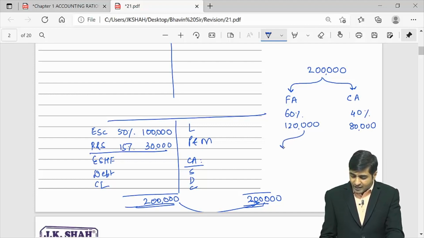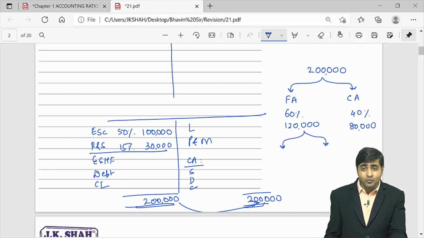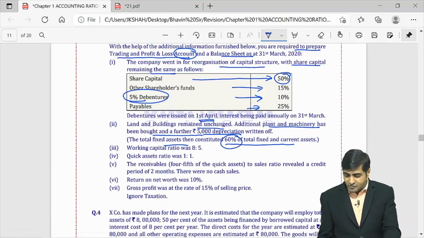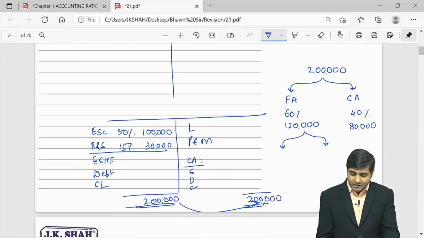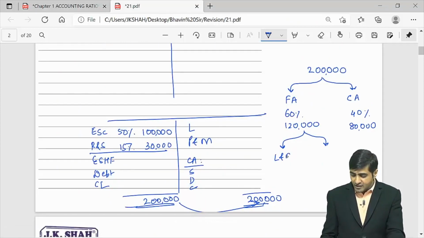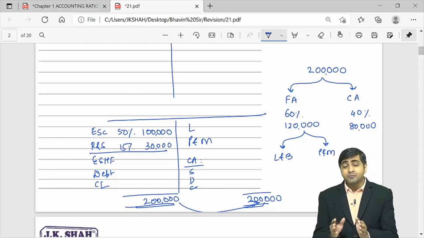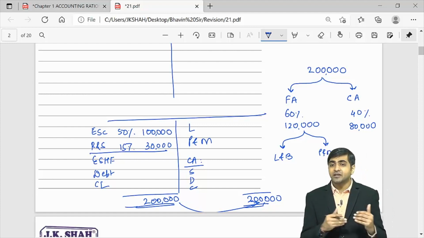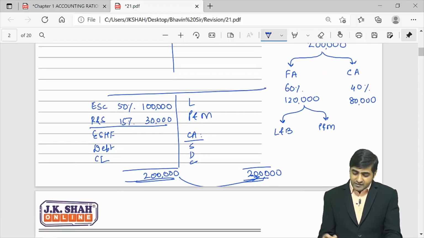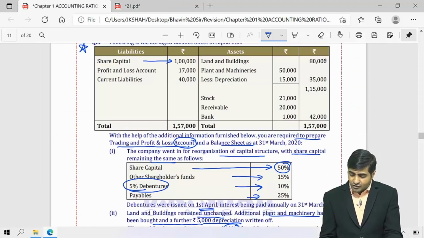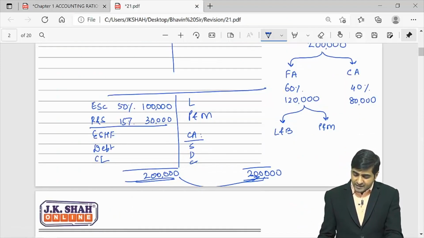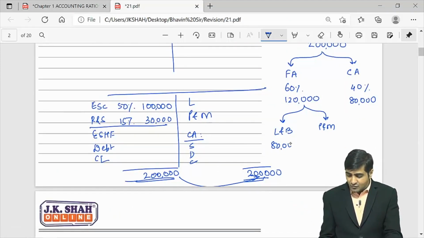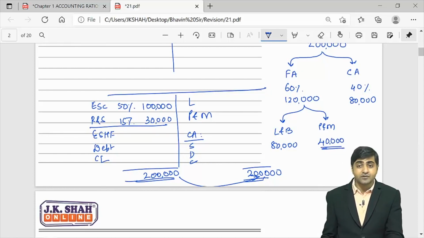Then guys, with this 1,20,000, we are going to divide this into two main parts, because there are two types of fixed assets. We have land and building, and then we have plant and machinery. So guys, the more you try and break the figures, it will be much more better for you to present it in your balance sheet. Now in this, they have told you that the land and building is going to remain unchanged. So this 80,000 will continue as it is, which means that now your net plant and machinery is 40,000 rupees.